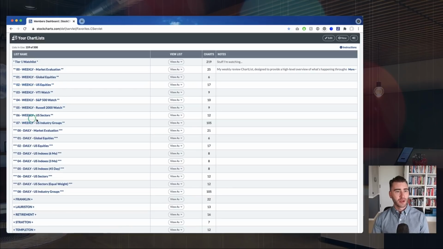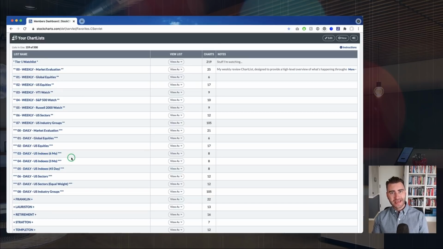So I've got all of my weekly evaluation lists here that represent my weekly routines. And then I have my daily evaluation lists that I'm looking at on a daily basis. A lot of these are very similar. You see, I have a weekly market evaluation. I have a daily market evaluation. I've got all of the global equities on a weekly basis, the US equities on a weekly basis. I also have those same global equities and US equities on a daily basis with these two lists here.